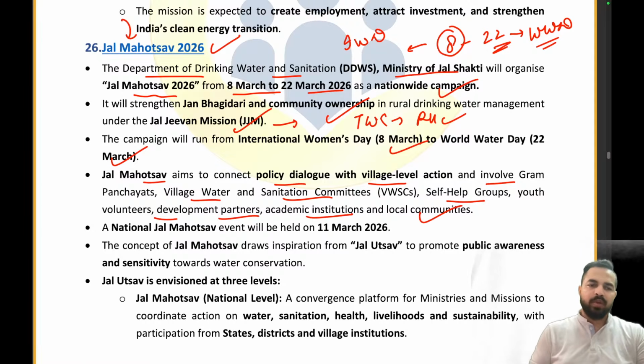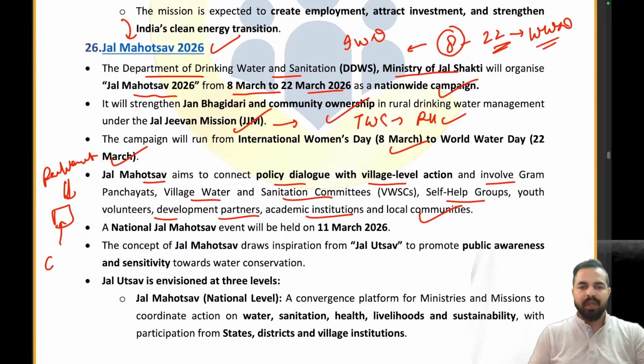So my dear friends, I already told you that it is not just the responsibility of the parliament, right, whether the water is reaching your house and your taps or not. Additionally, it is also the responsibility of the community, the different stakeholders, and the different authorities responsible for the proper supply of water. And that's why this Jal Mahotsav is connecting all these stakeholders which are part of the policy dialogue. For example, Gram Panchayats, village water and sanitation committees, self-help groups, youth volunteers, development partners, right? And the National Jal Mahotsav event will be taking place on 11th of March 2026.